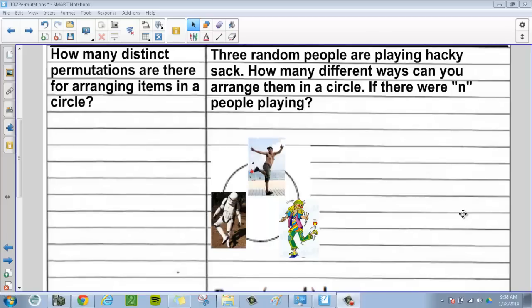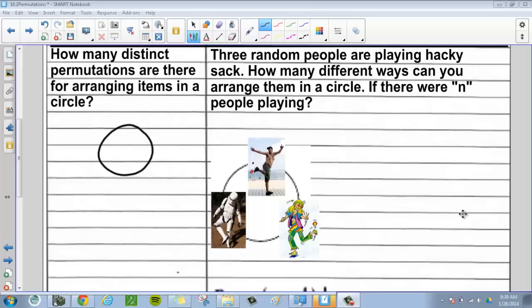Now let's answer the final question of how many distinct permutations there are for arranging items in a circle. Things change up just a little bit for this scenario. If you remember the trick, it should be pretty easy. It's very similar to arranging things in a straight line, but there's one slight change. So to demonstrate that change, I got this question here.